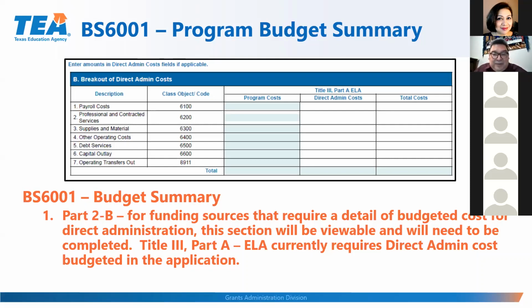Does not include indirect. But it's looking at your total cost and to make sure that you're not exceeding the 2% in direct admin. If you have no direct admin, you can leave this blank, save the schedule, and if there's no errors, it'll say completed, and you can move on to the next schedule.